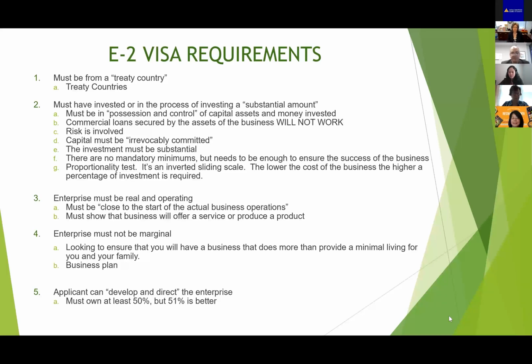There are no mandatory minimums, but it needs enough to be successful. They use a proportionality test, which is an inverted sliding scale. The lower the cost of the business, the higher a percentage of the investment is required. It goes without saying.